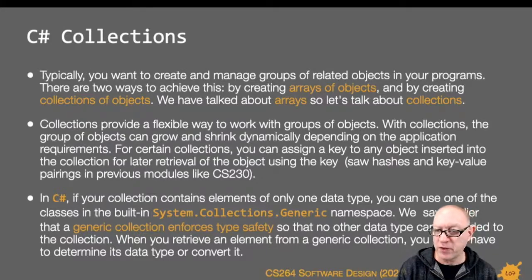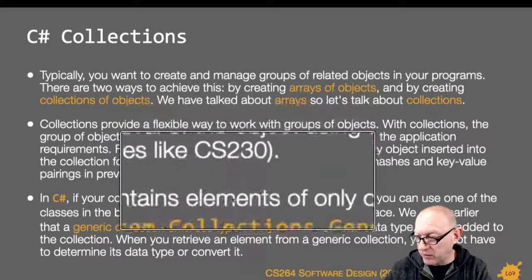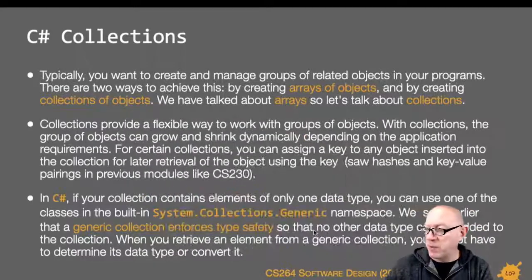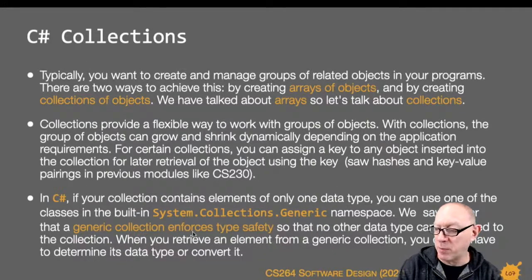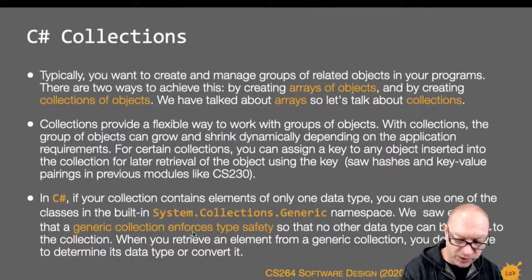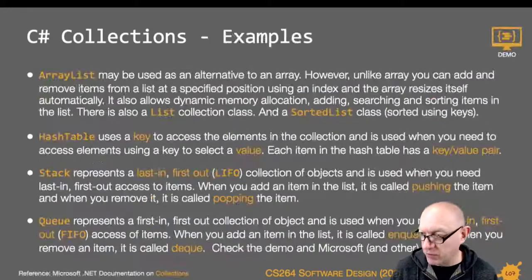In C#, if your collection contains elements of only one data type, then you can use one of the classes in the built-in System.Collections.Generic namespace. A generic collection enforces type safety, so no other data type can be added to the collection. It's really useful, and when you retrieve an element from a generic collection, you don't have to determine the data type or convert it or any of that kind of stuff.